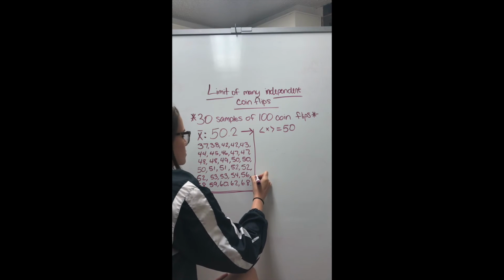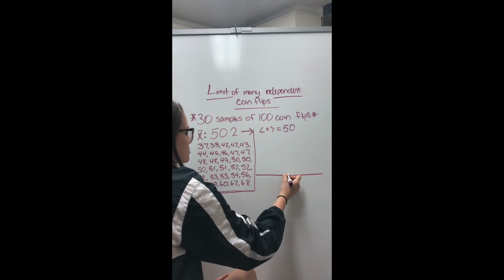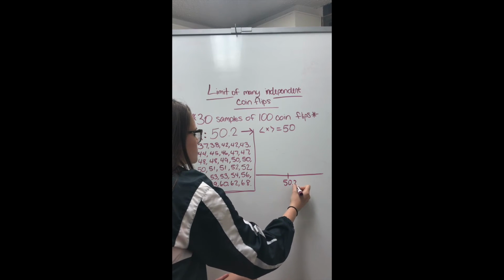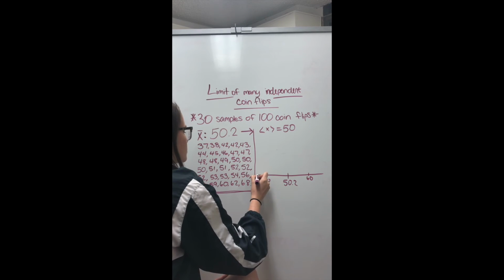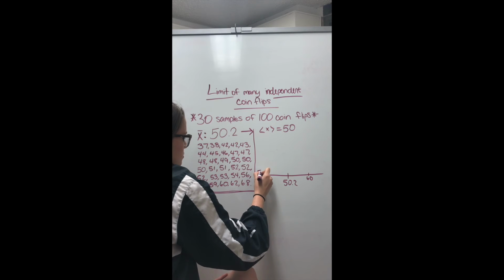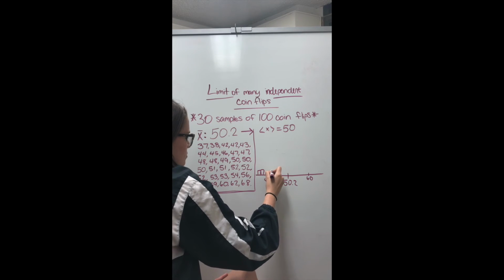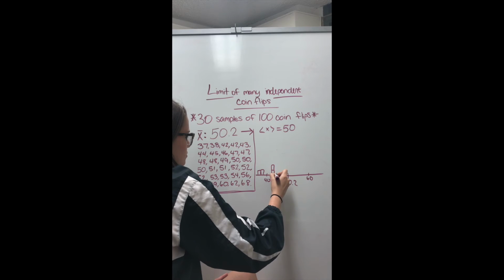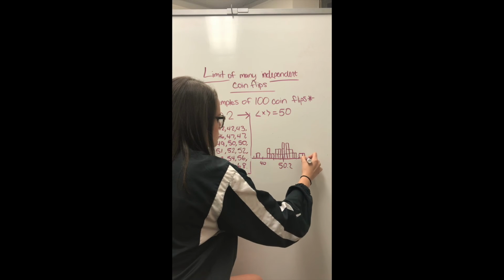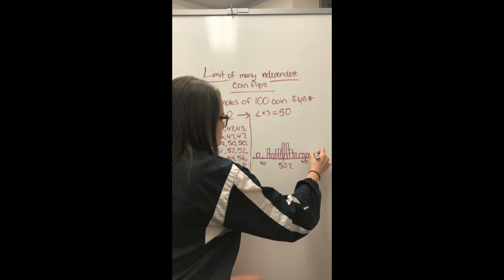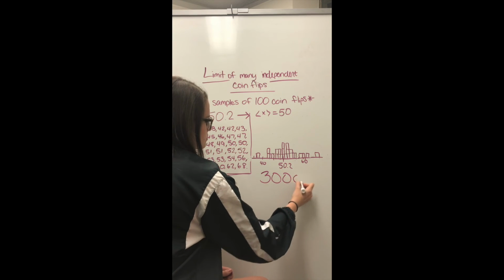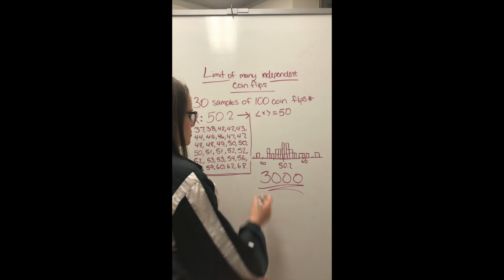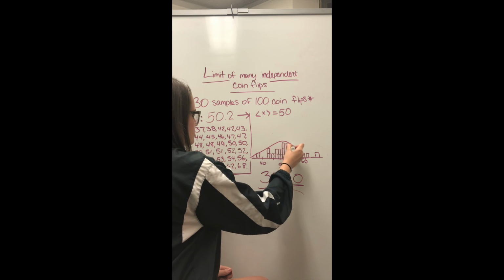Now we can make our sampling distribution of the sample means. The mean is 50.2, and we can start to plot each number. So we have 37, 38, 42, 42, 43, 44, 58, 59, 60, 62, and 68. And after 3,000 long coin flips, it is clear that our sampling distribution of the sample means is in fact normal.